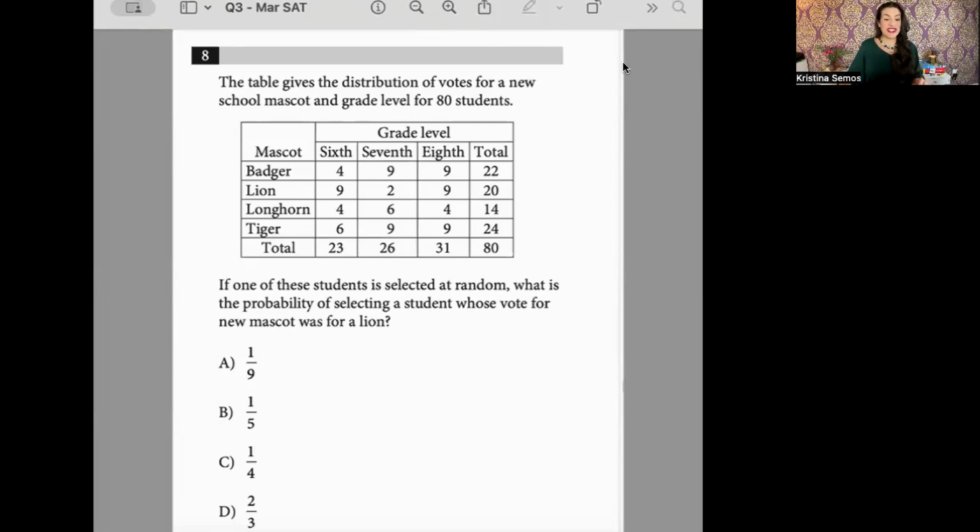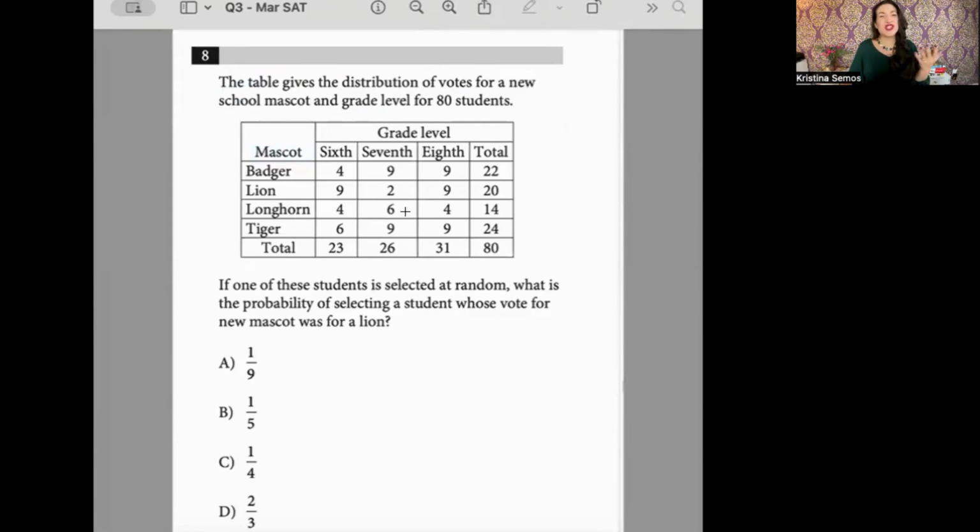Okay, so here is an example question. The table gives the distribution of votes for a new school mascot and grade level for 80 students. And here we have a little table. It says grade levels are 6th, 7th, 8th, and the total. And then we have various mascots. There's a badger, a lion, a longhorn, and a tiger. And then we've got a total.